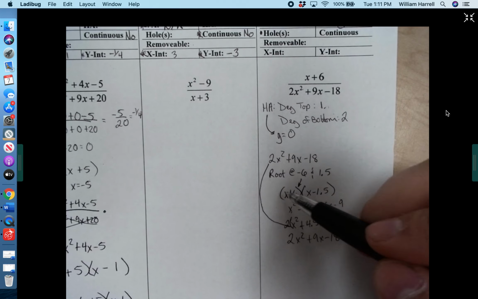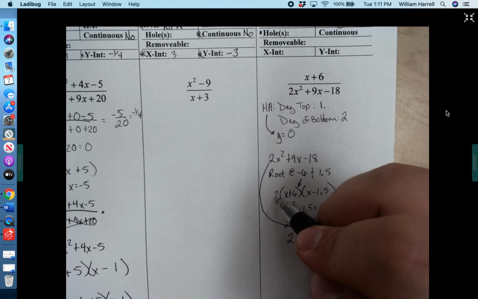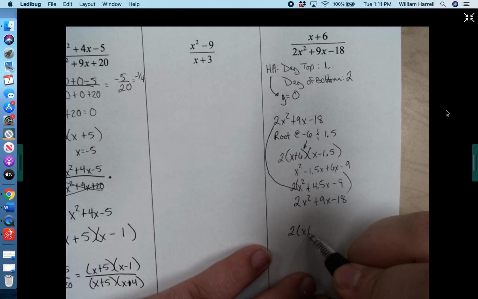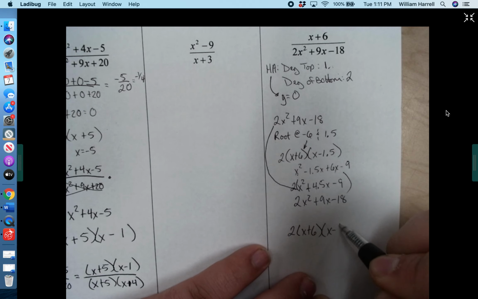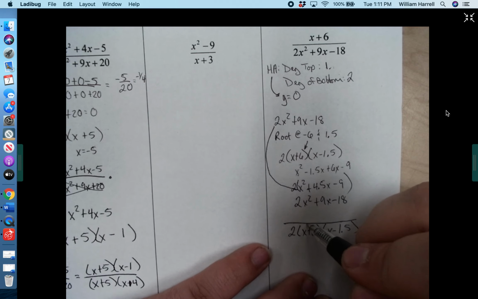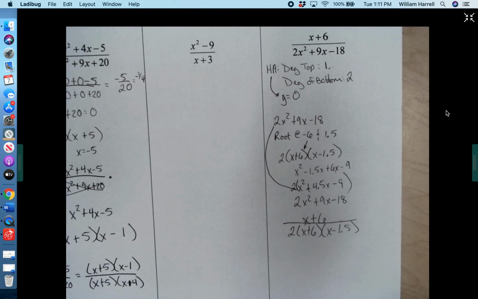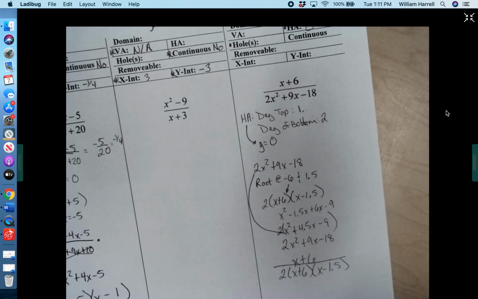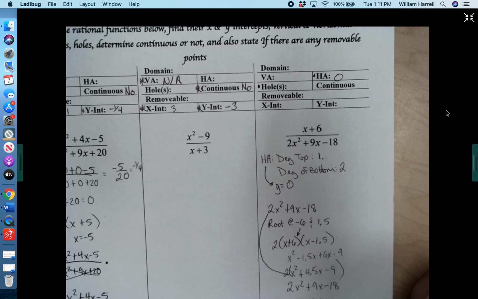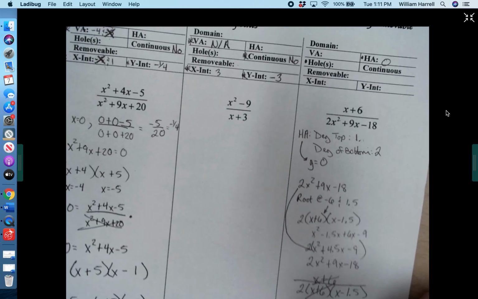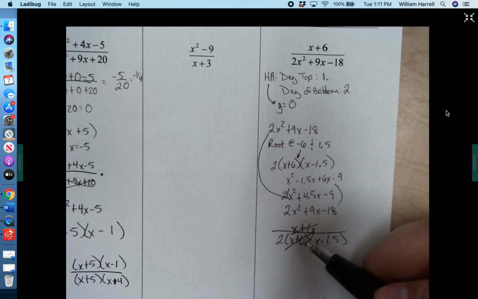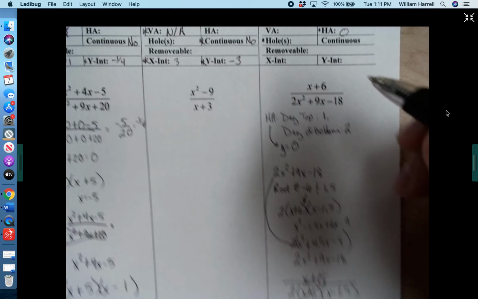Alright, so the completely factored form is as follows: 2 times x plus 6 times x minus 1.5, and again, all of that is divided by x plus 6 up top. If you have things that are common, you cross them out, and you find that root, or what was common that makes that equal 0, is where your hole is going to be.